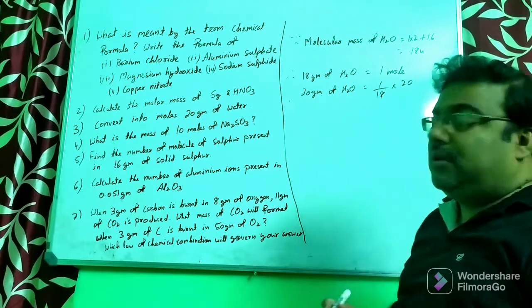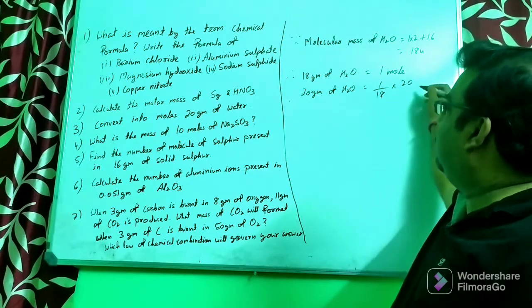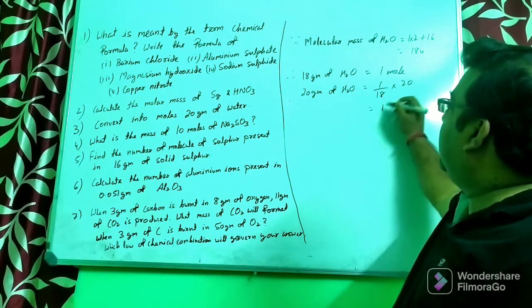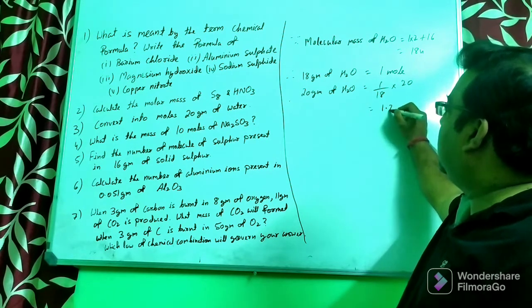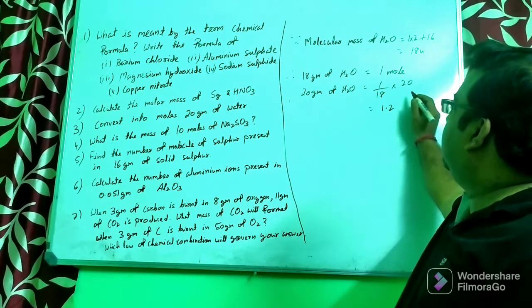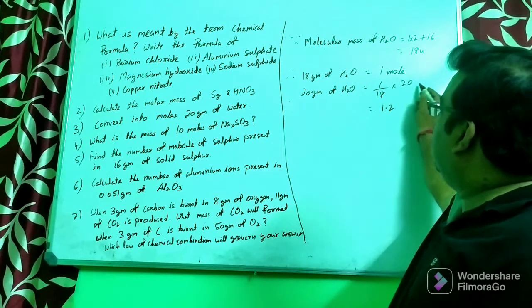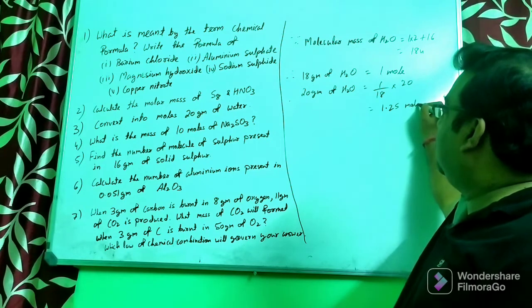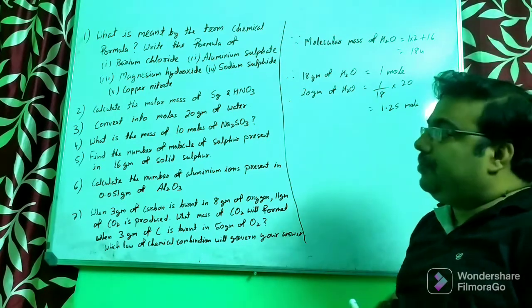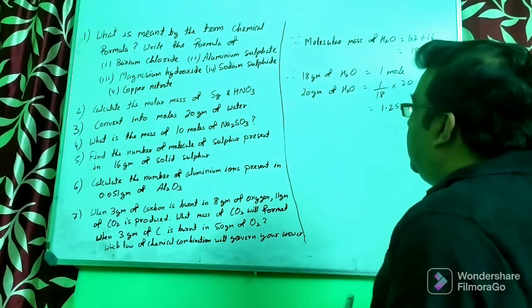Any problem anyone? Now if we divide it, 18 goes into 20 once, so 2 will remain, so 1.2, and again 18 into 20, 18 twos are 16, 40, so about 1.25 mole. Is it clear? Now the next question.